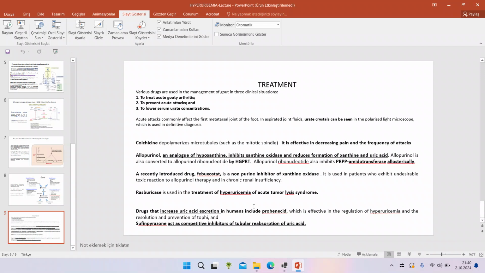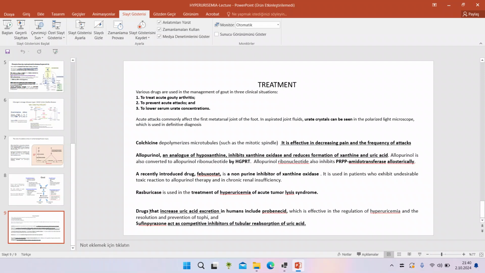And two drugs are so important for tubular reabsorption and increased uric acid level. First is probenecid.